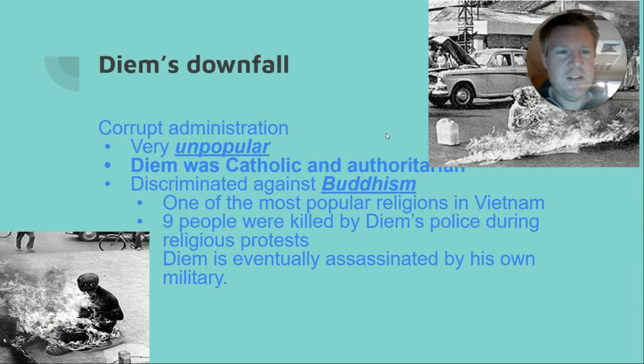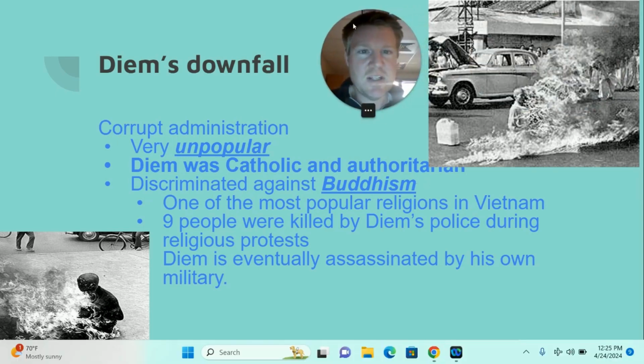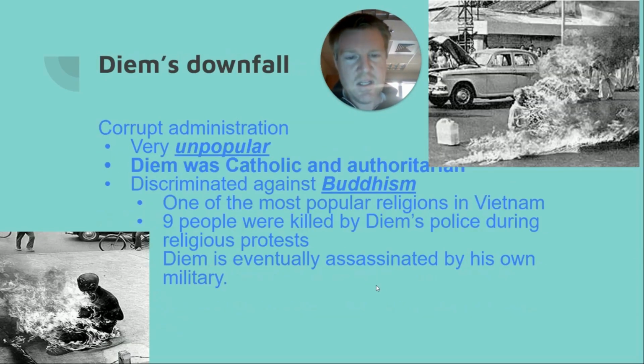So Diem, the leader of South Vietnam, was Catholic by religion, and he's very authoritarian. So that means he's not going to be open to votes or opinions from people at the civilian level. And because he's very authoritarian, a lot of the Buddhists begin to protest his rule because Vietnam is primarily Buddhist. The French bring in Catholicism. So here in these pictures you can see the Buddhist monk protest where they're setting themselves on fire in protest of Diem's rule.